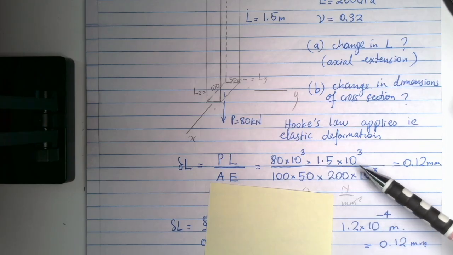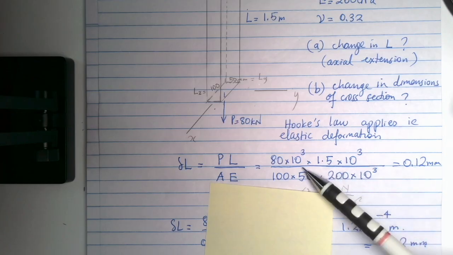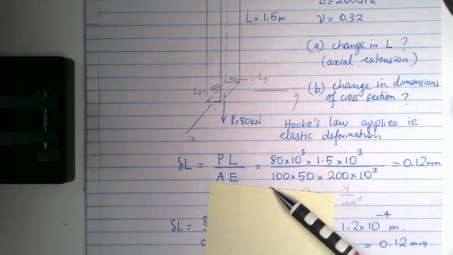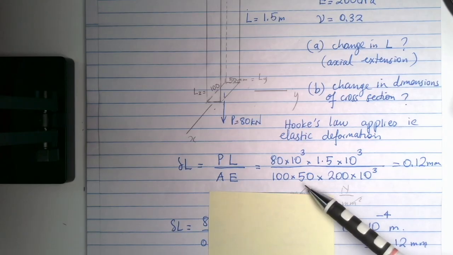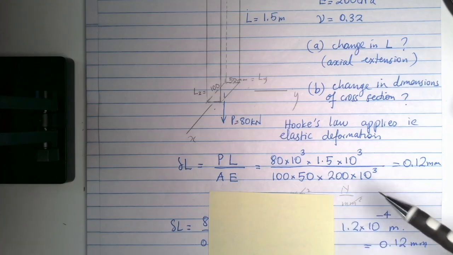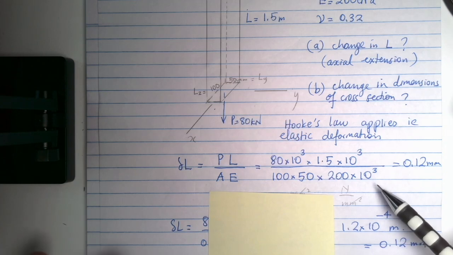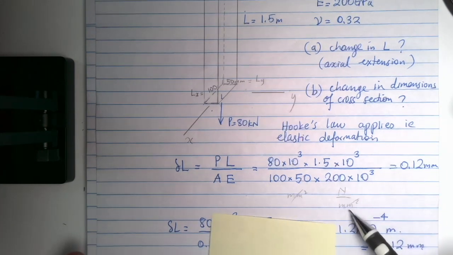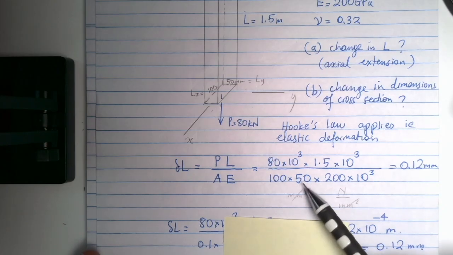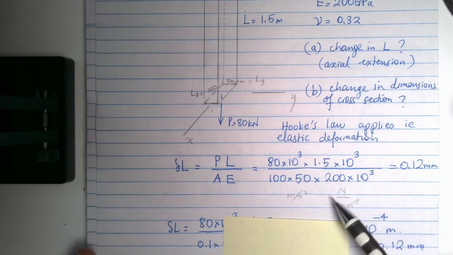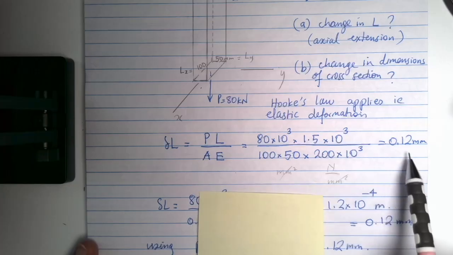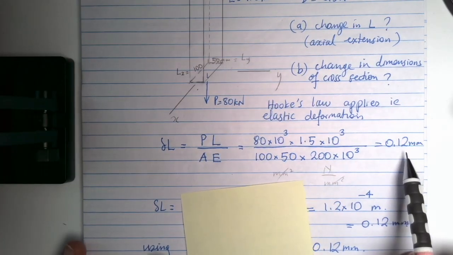1.5 meters times 10 to the 3 in millimeters. So newtons and millimeters in the numerator. Cross-sectional area, we should stick to millimeters as well. So 100 by 50 millimeters. That means Young's modulus, 200 gigapascals, we got to convert it to megapascals, which is newtons per millimeter square. And this is in millimeters square, so they cancel out. The numerator becomes in newtons. Newtons cancel. And what you have is millimeters. 0.12 millimeter is the change in length.